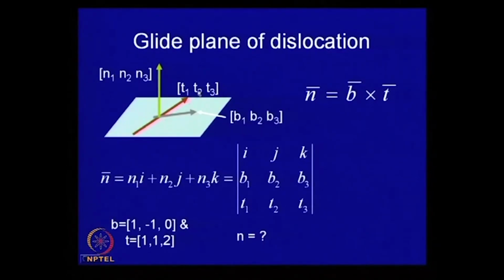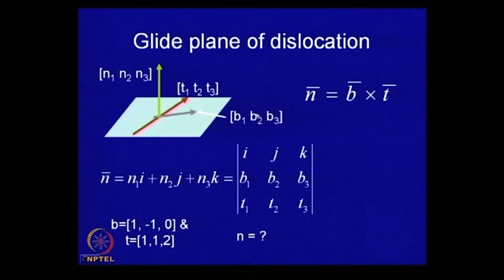Now, let us represent this dislocation direction as T1, T2, T3, and let us say this is the Burgers vector of the dislocation. We represent in vector notation these three components of the Burgers vector with respect to the reference axis, B1, B2, B3, and we call the unit vectors along the reference axes i, j, k. The unit vector along the x1 axis is i, along the x2 axis is j, and along the x3 axis is k.